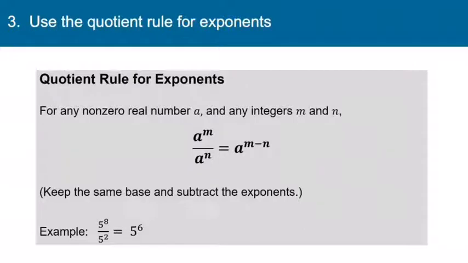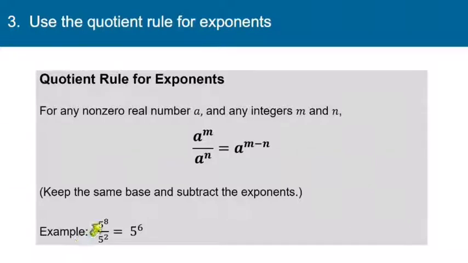So here is the official quotient rule. For any non-zero real number a and any integers m and n, a to the m power divided by a to the n power will be a to the m minus n. So in other words, to simplify this division, all we have to do is subtract the exponents. And remember, we have to have the same base in both top and bottom for this to work. So the way the quotient rule works is just keep the base the same and subtract the exponents.